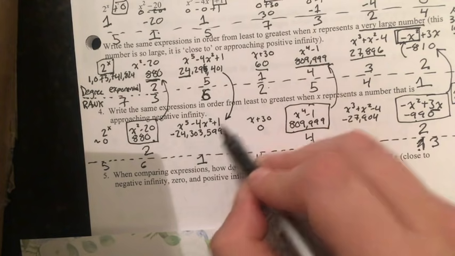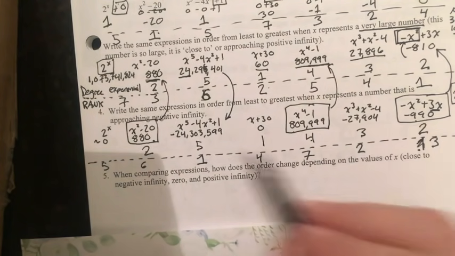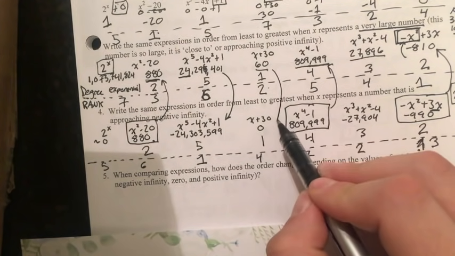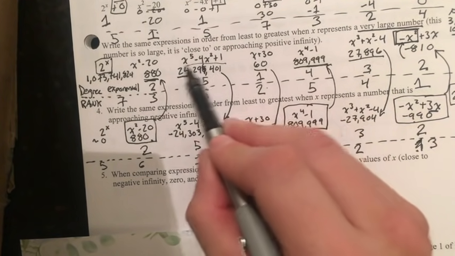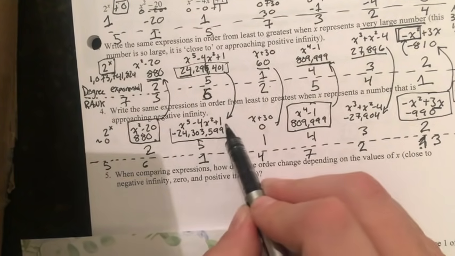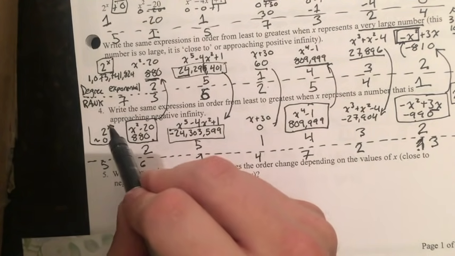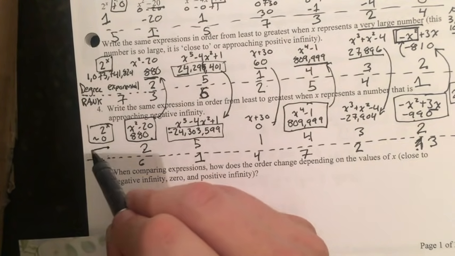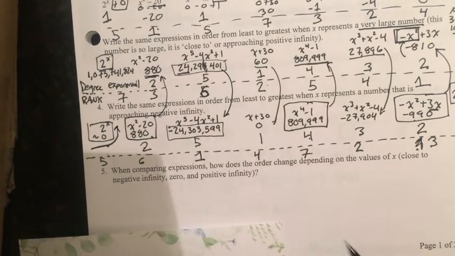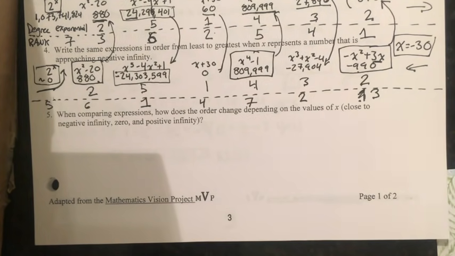Well, when I did the same thing for the odd degrees, you'll notice that the odd degrees switched from a positive value to a negative value. And over here, my exponential ended up flattening out to 0, just like the graph that we had looked at earlier. So, when comparing expressions, how does the order change depending on the values of x?